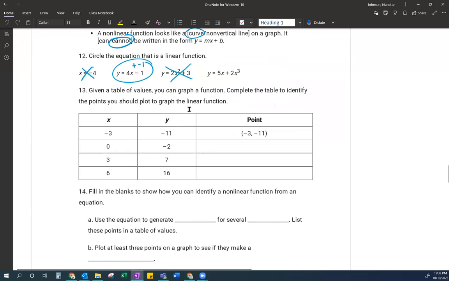Okay. Given a table of values, you can graph a function. Complete the table to identify the points you should plot on the linear function. So it says -3, -11. There's the point. You're just going to put these all together. Okay. I'm going to have you do that.